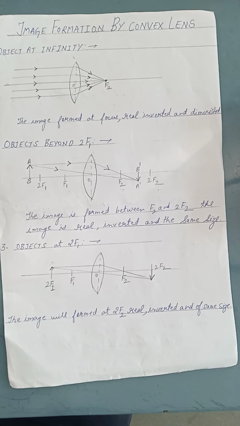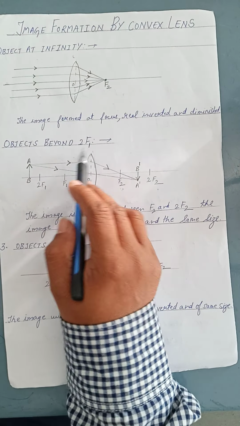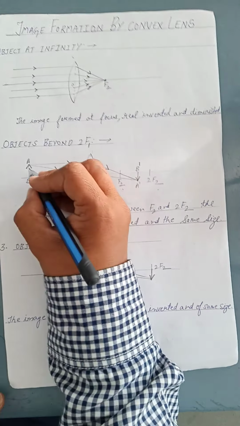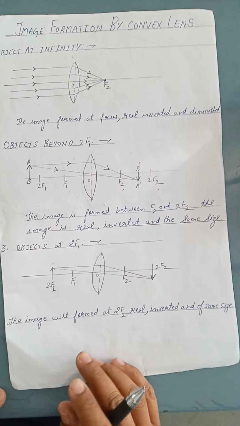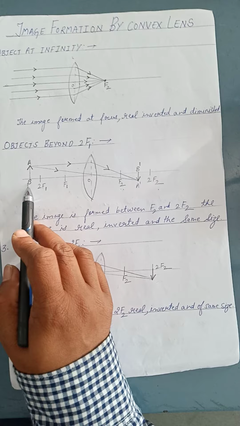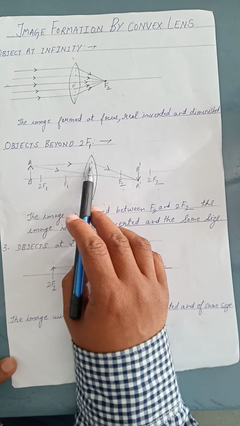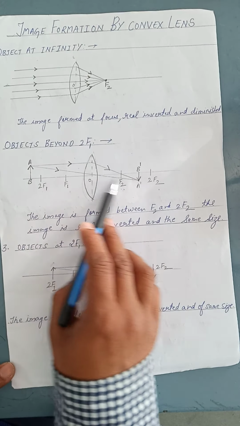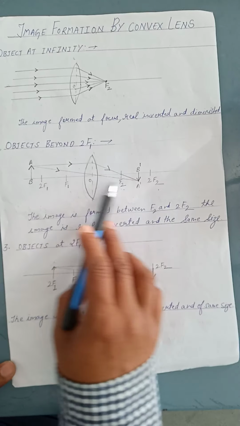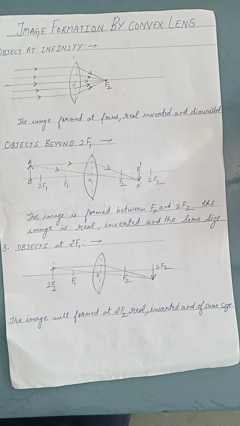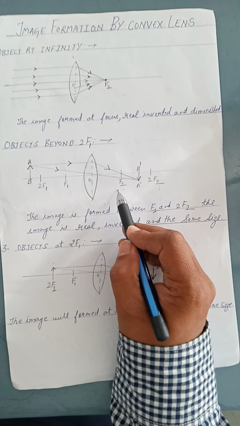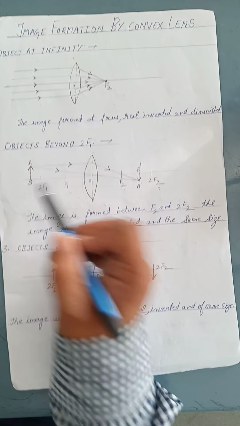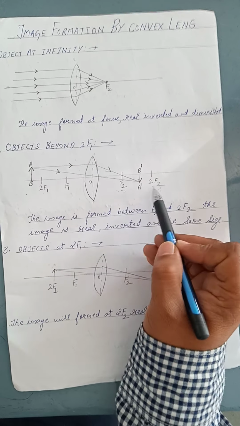Now the second one we are considering is when the object is beyond 2f1. Now this is your f1, this is 2f1, and the object we are keeping beyond 2f1. If we keep the object beyond 2f1, the light rays will pass through the lens. After passing through the lens, a ray will pass through the second focus, and another ray comes from the optical center. When the rays meet, you will see that the image is forming between f2 and 2f2. So when the object is beyond 2f1, the image is forming between f2 and 2f2.